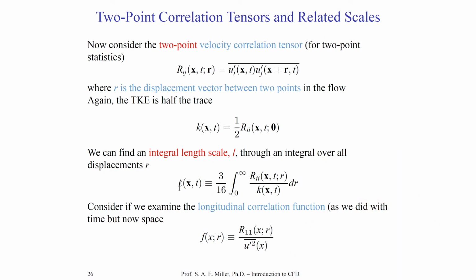We'll say the integral length scale L at any position x and time t will go as 3/16 of the integral from 0 to infinity of our 2-point cross correlation along its trace or diagonal divided by turbulent kinetic energy for dimensional considerations. And now we integrate over the vector r essentially. So there's a vector r from x to the new position, perhaps it's y. We integrate from x to y over an infinite distance.